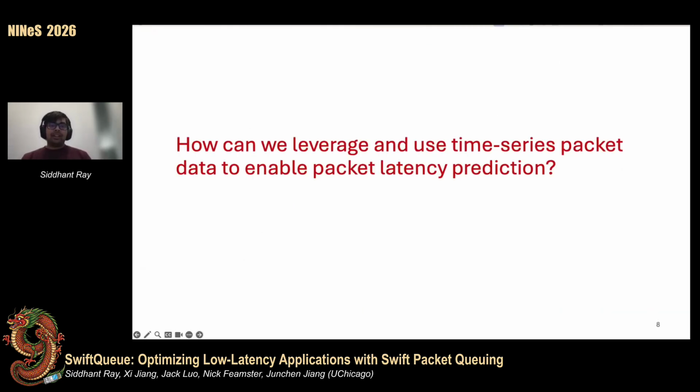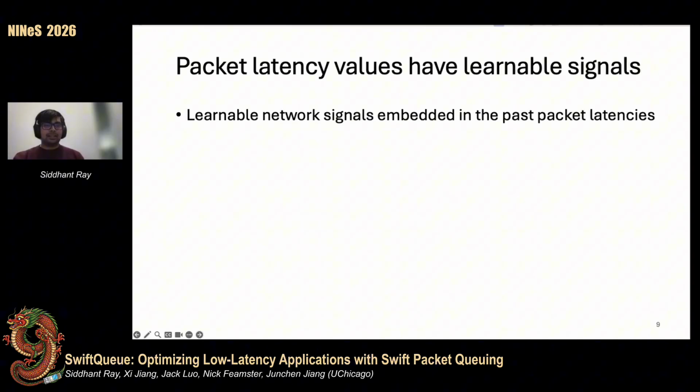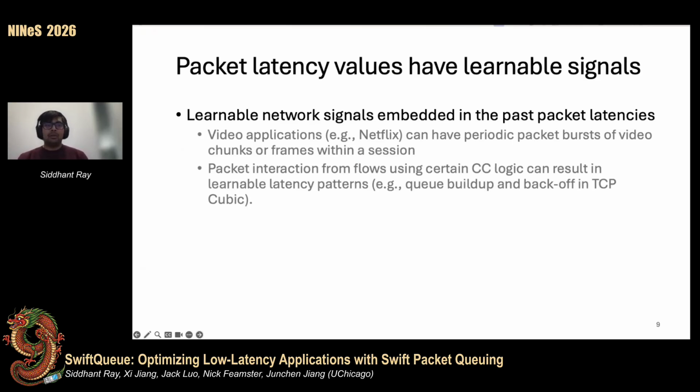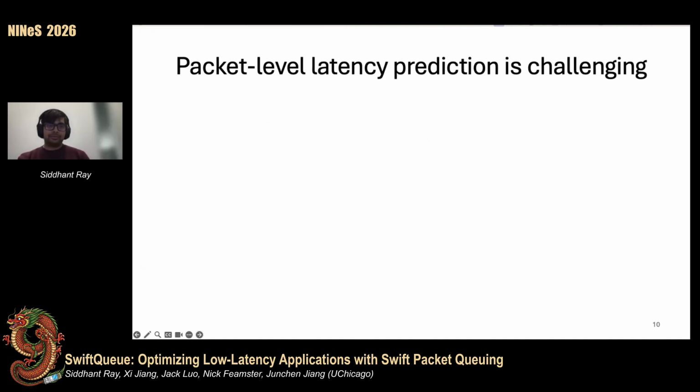But how do we leverage time series packet data to enable packet latency predictions? Packet latency values have some learnable signals. Learnable network signals are embedded in past packet latencies. For example, video applications such as Netflix can have periodic packet bursts of video chunks or frames within a session. Packet interactions from flows using certain TCP congestion control logics can result in learnable latency patterns such as queue buildup and backoff. Some latency variations are unpredictable, due to exogenous factors such as user clicks and link failures, and this work will not focus on such events.